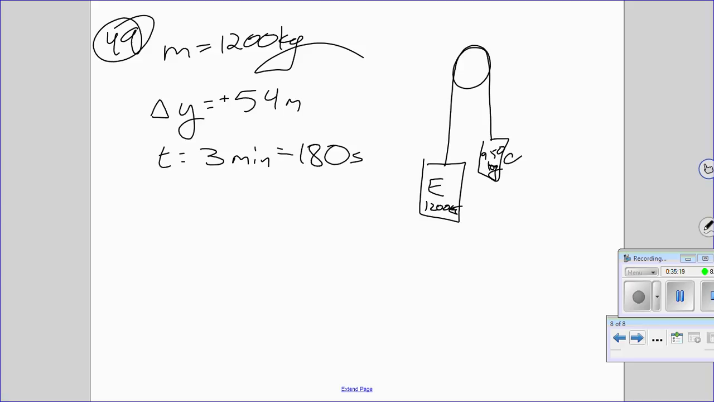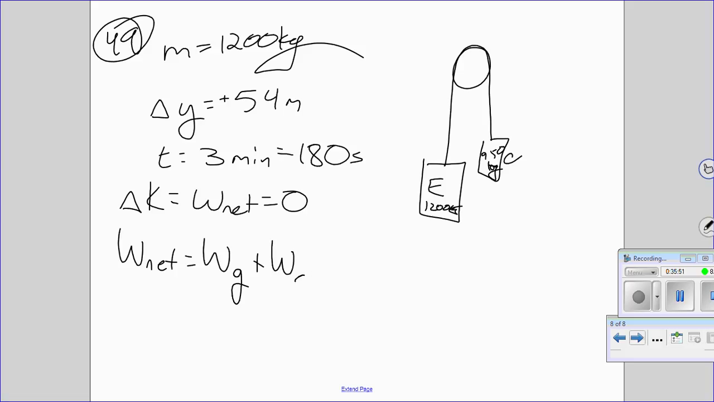So the elevator motor must help. What average power is required of the force the motor exerts on the cab via the cable? All right, so here's the deal. It's got to start and end at rest, right? There are going to be 3 forces doing work on this thing. So it's going to start and end at rest, my change in kinetic energy, my net work is going to be 0, right? And my net work is the work done by gravity plus the work done by the counterweight plus the work done by the motor, right?